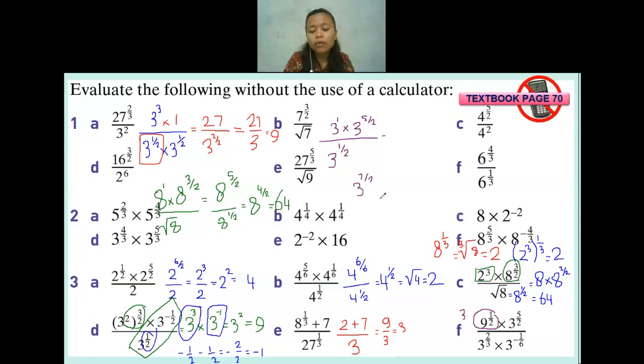So now we can simplify them. We can simplify the numerator first. It will be 3 to the power of 7 per 2 divided by 3 to the power of a half. So it will be 3 to the power of how many? Yeah, it will be 3 to the power of 3. 3 to the power of 3, the answer it will be equals to 27. Is there anyone who get confused so far, or maybe my explanation is too confusing?